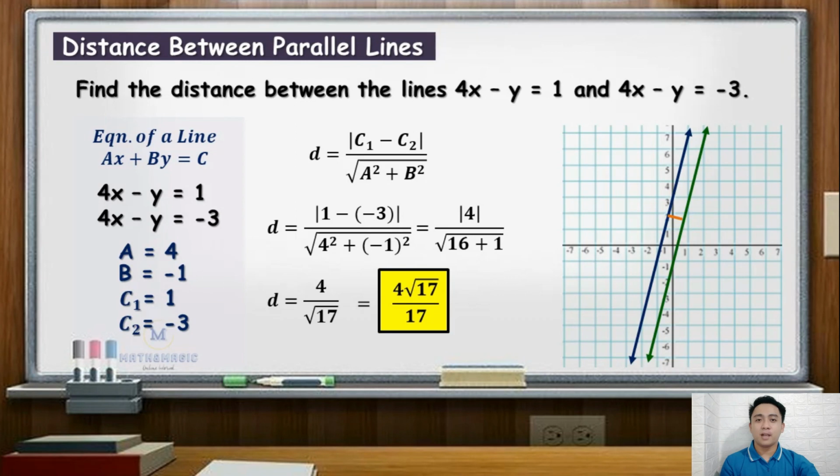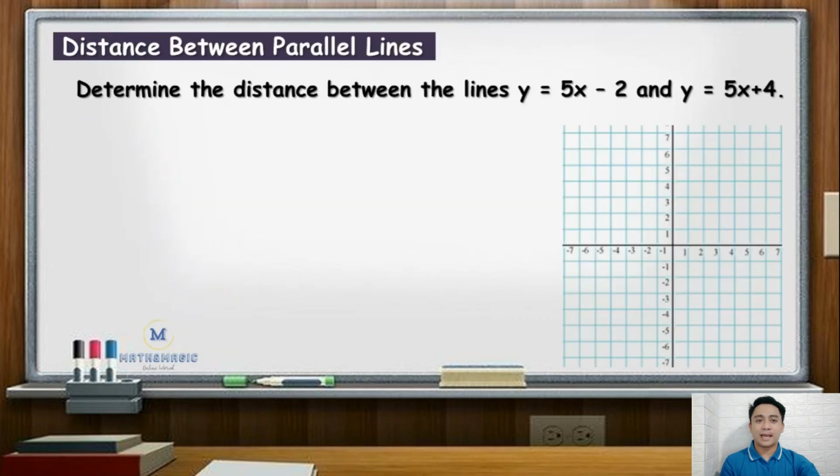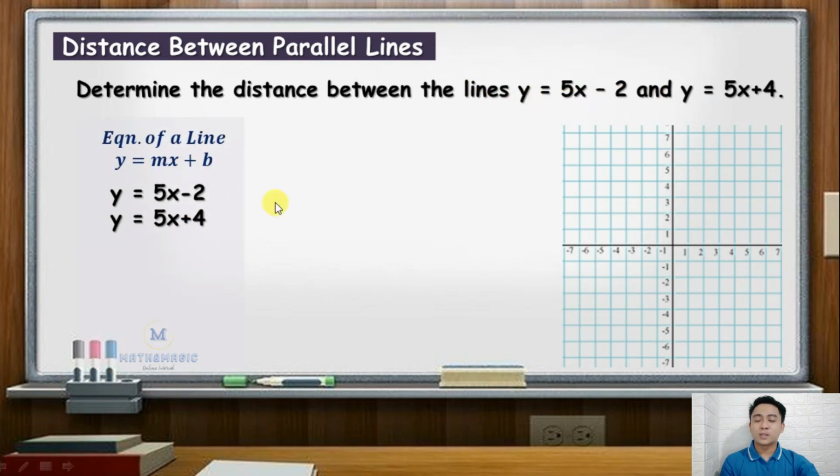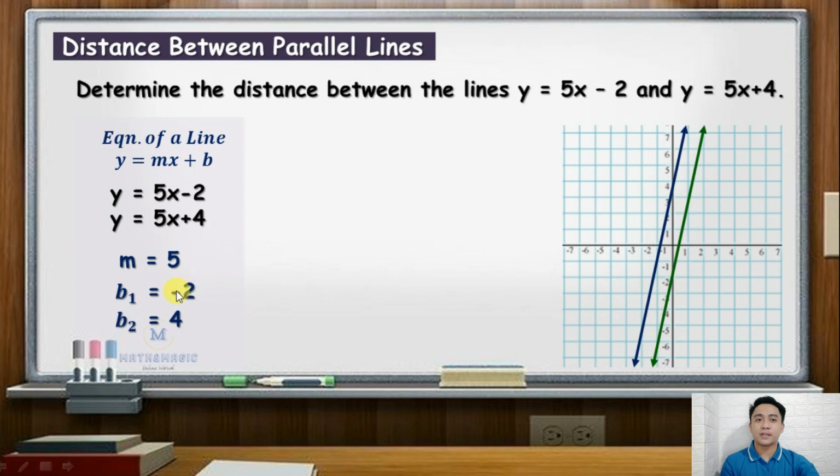For our last example, determine the distance between the lines Y equals 5X minus 2 and Y equals 5X plus 4. Now, since both equations are written in slope-intercept form, then we will use the second formula. Here, we set B sub 1 as the y-intercept of the first equation. Thus, it is equal to negative 2. For the y-intercept of the second equation, B sub 2 is equal to positive 4. For the slope, M is equal to 5. Remember that the slope of a line is the numerical coefficient of variable X in this form.